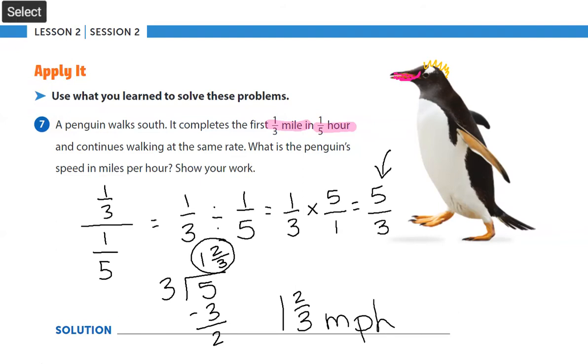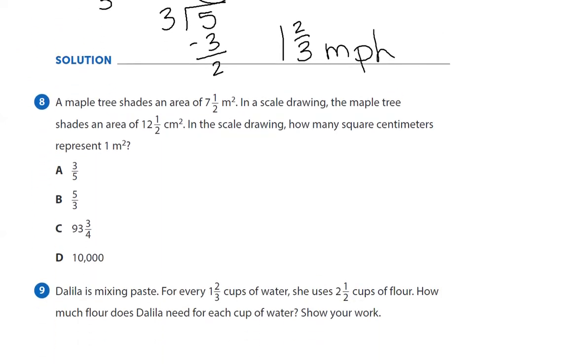Okay, let's see if we can keep doing this. Let's see if we can manage this one. Ooh, multiple choice. I like multiple choice because if you get it wrong, it's not on there, usually. Sometimes they mess with you and they give you obvious wrong answers that are easy to get by mistake. Okay. A maple tree shades an area of 7.5 square meters in a scale drawing. The maple tree shades an area of 12.5 centimeters. Goodness. Okay, so the real one that's meters, so this one's centimeters.